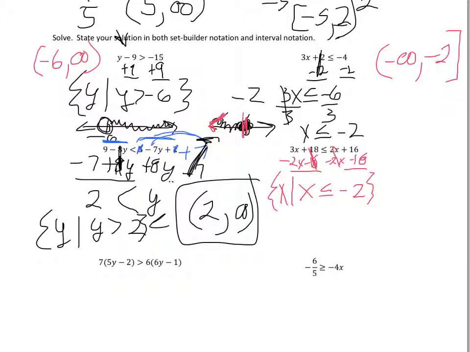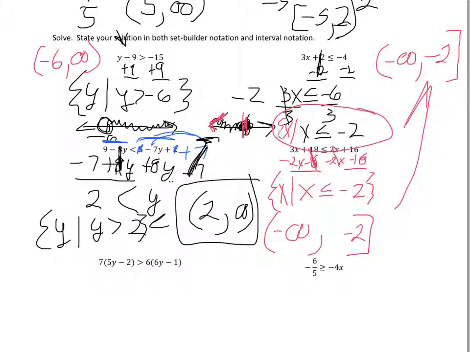Now, because x is less than or equal to negative 2, less than or equal to means we're going to have a square bracket. And because it's less than or equal to, we're coming from the left, so we're going from negative infinity up to negative 2, and we're including that. So notice, these have the same solution set, and they also would look the same in set builder notation.